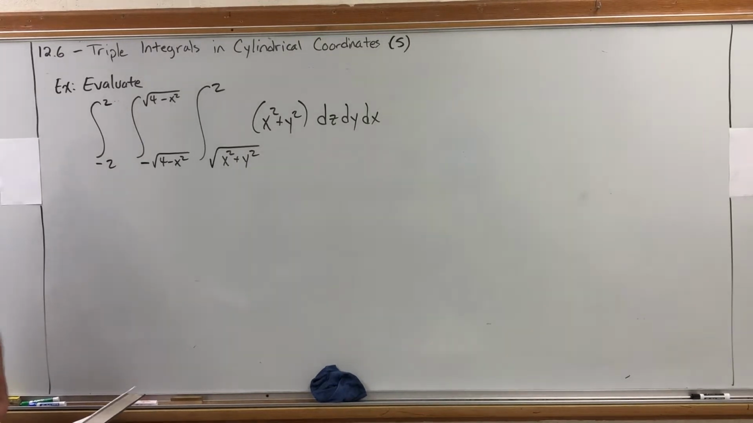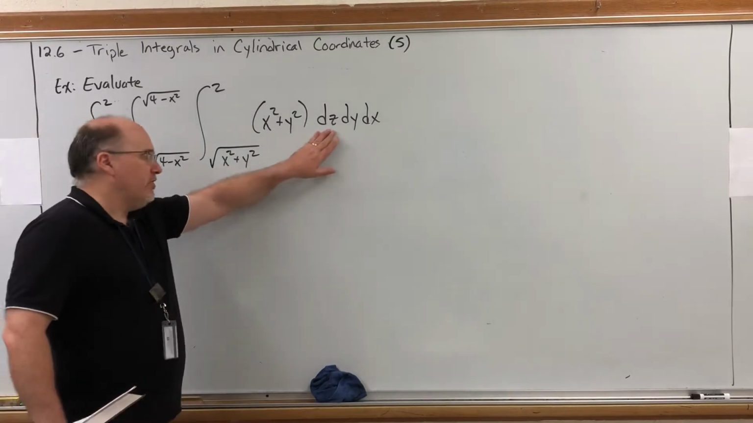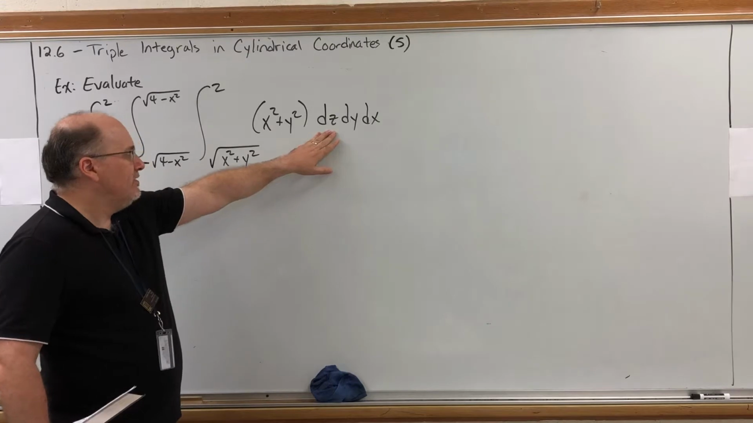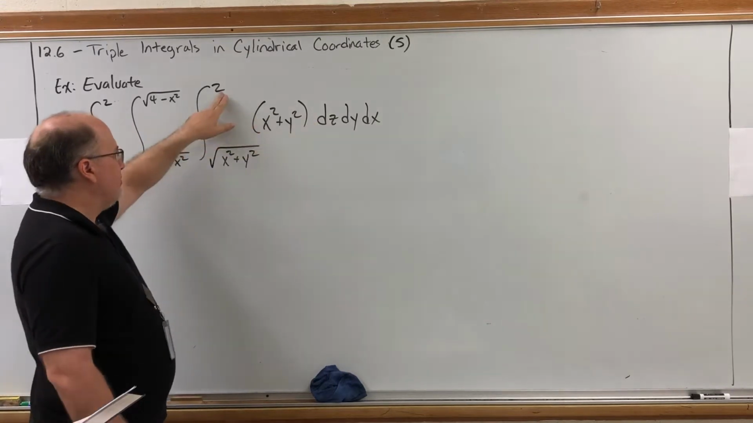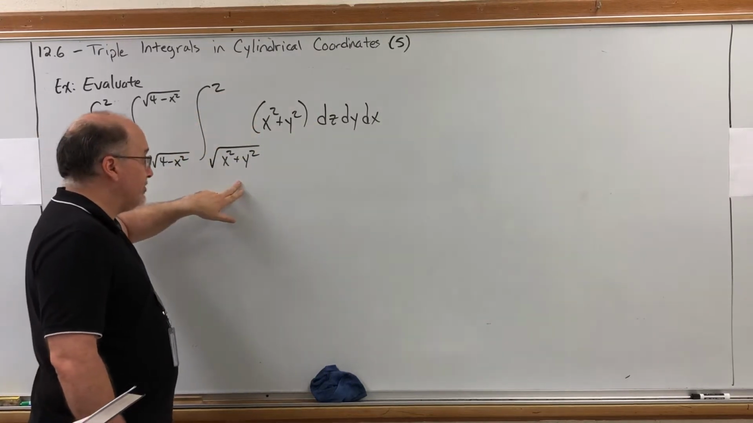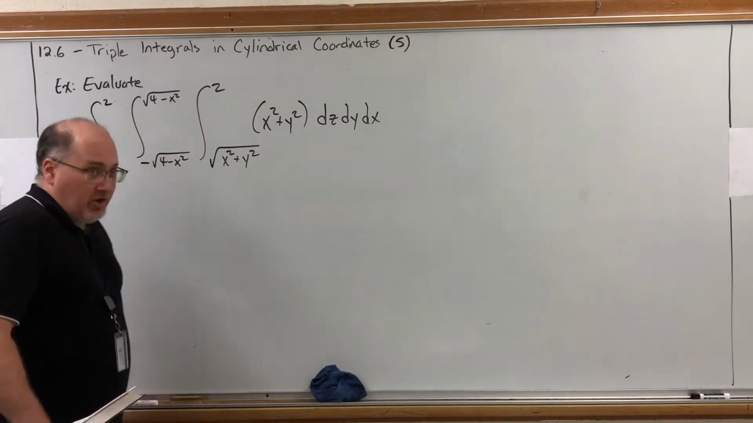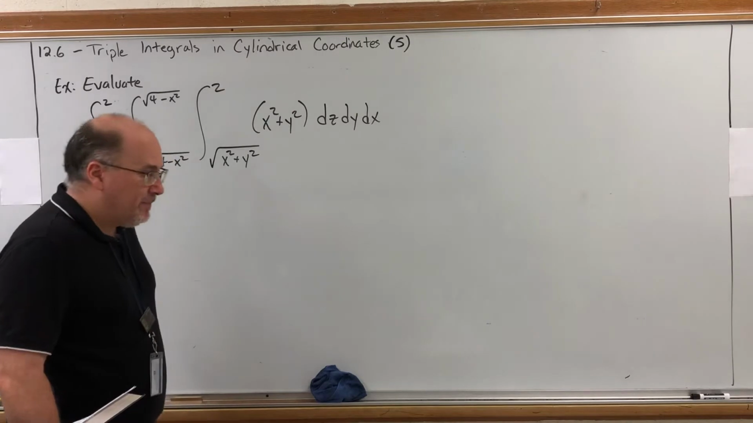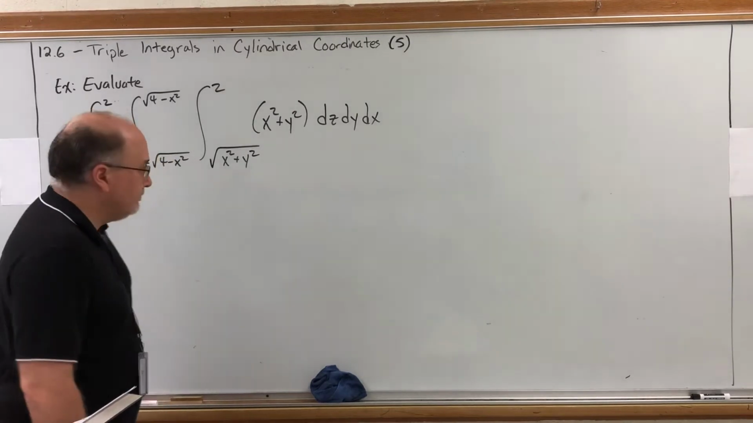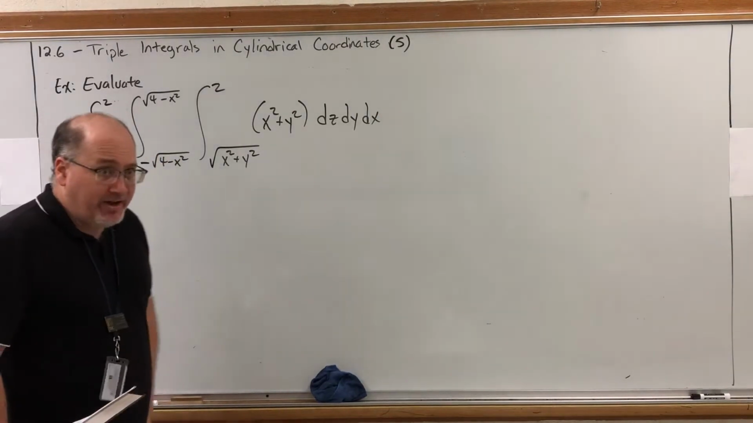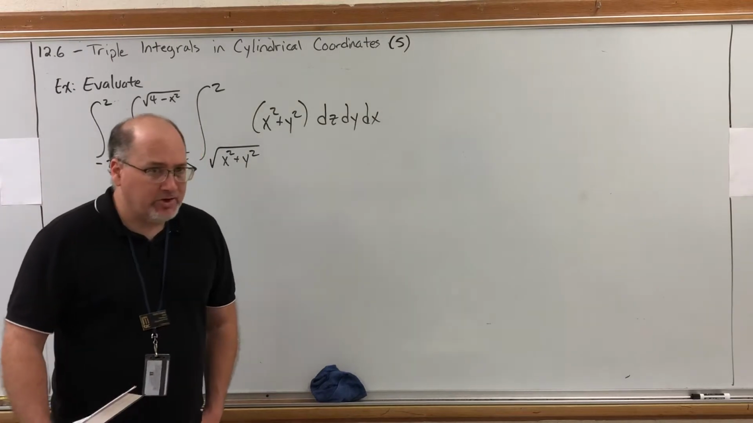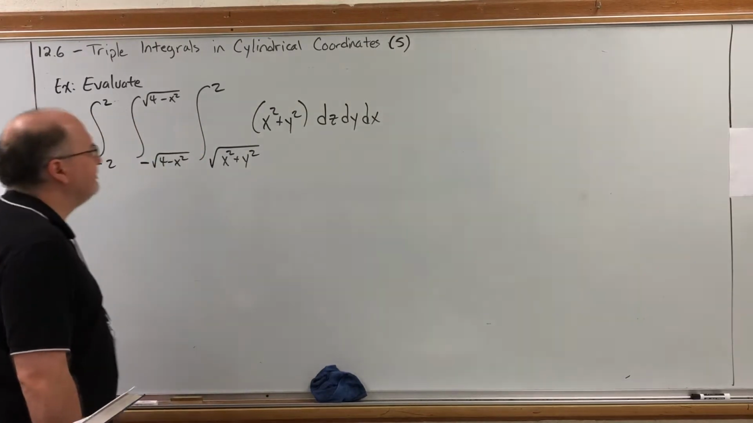Pause the video. Try to integrate this rectangularly. Sure, the integration with respect to z is easy. Stick a z on here, substitute 2, and substitute this. But when it comes to integrating the y, you're going to get stuck with something that's impossible to do rectangularly. If you don't believe me, pause it and try it. When you've reached the point of no return, resume the video.